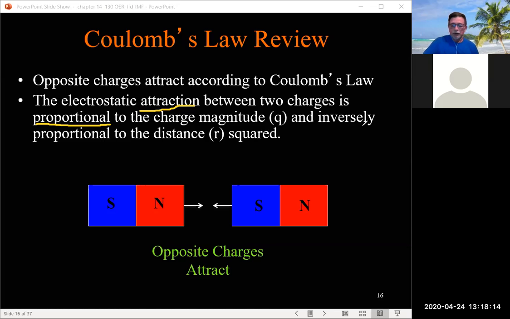And also it's inversely proportional to the distance squared between the two charges, all right? So what does that mean? Inversely proportional means that one variable goes up, the other one drops, okay? But it drops even further because it drops to the distance r squared, okay? And I'll run through an example here in the next slide.